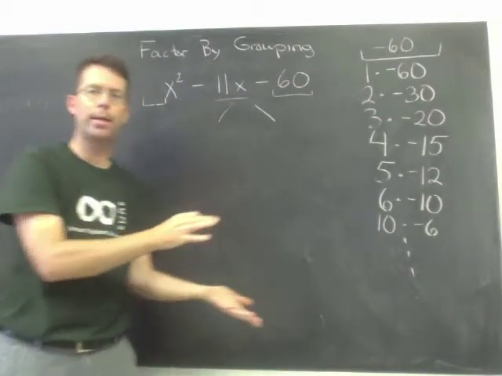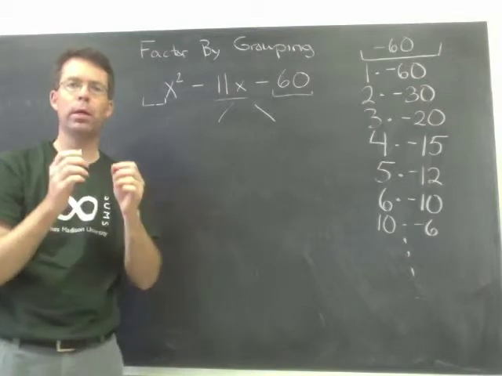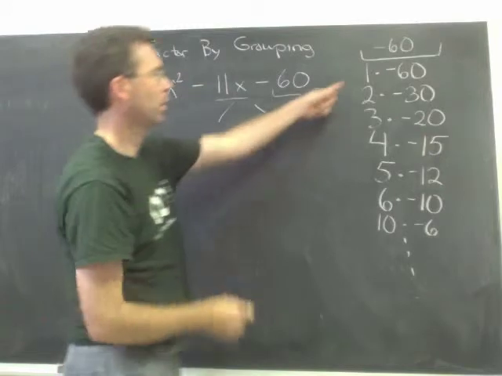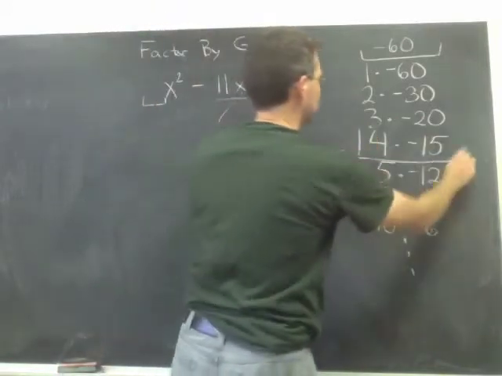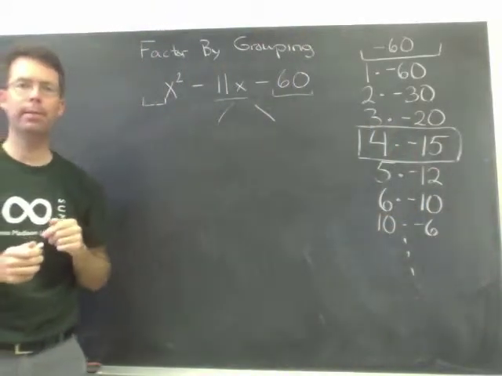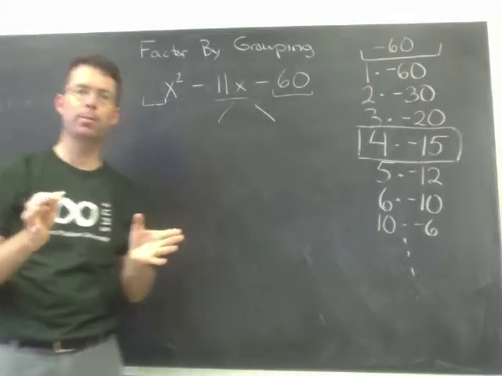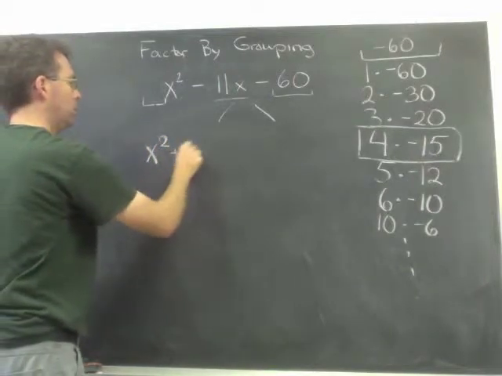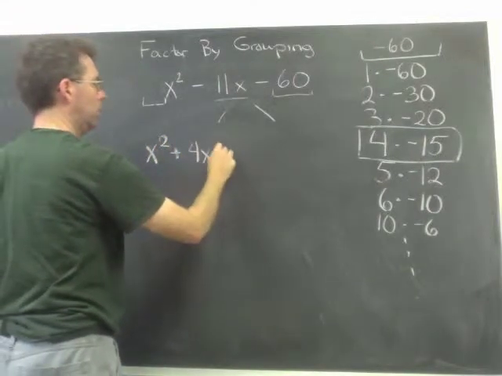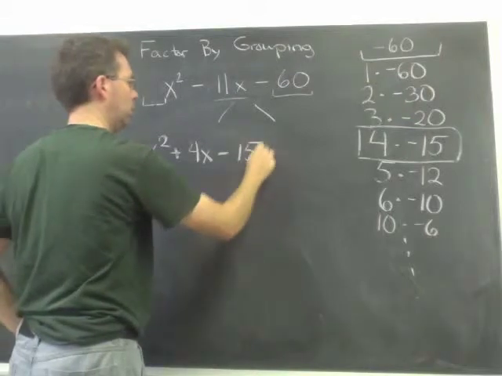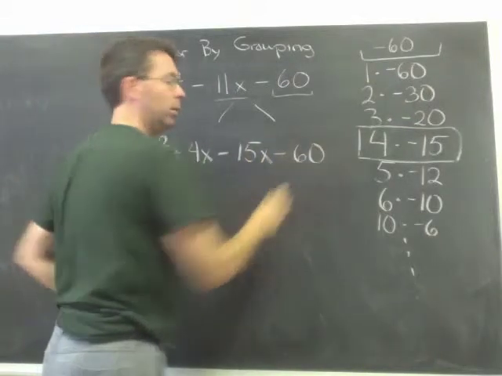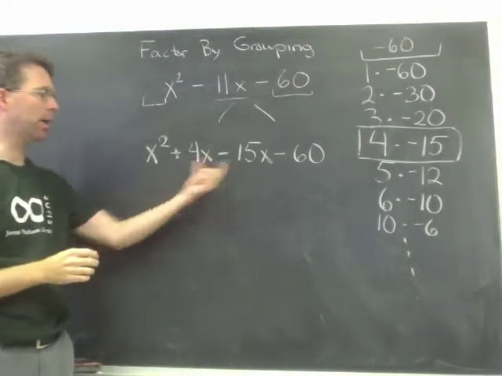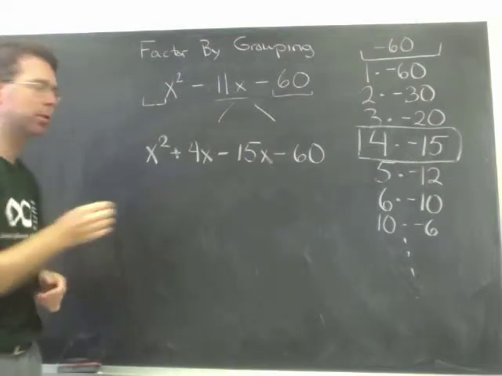Now, I'm not going to write down that entire list. I want to look for factors so that when you add them, you get negative 11. So as I look down, 4 times negative 15 is negative 60, but when you add them, you get negative 11. And so you split that 11x, minus 11x, into 4x minus 15x, and now you're able to group.